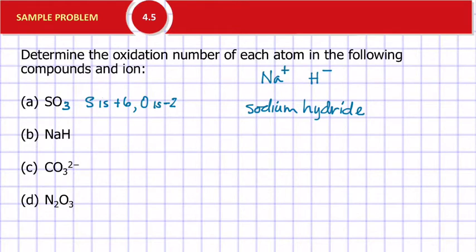So we're not going to use the rules here because we have two ions, and the oxidation number of a monatomic ion is the same as its charge. So the oxidation number for the sodium is +1, and for the hydrogen it's -1. So sodium is being a bully. Hydrogen is not real happy about being -1, but it's going to do it because sodium's bigger. So sodium is +1, and the hydrogen is -1.